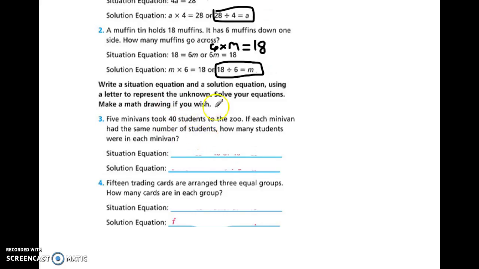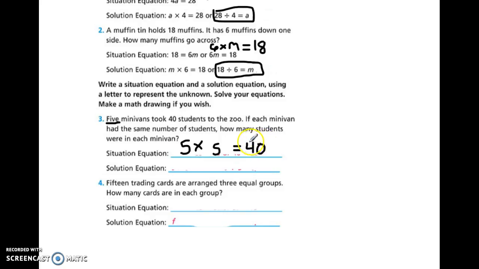Okay, so again, we know the total number of students. We know that's going to go on one side of the equation, right? One side of the equal sign. There's 40 students total. And how many minivans did they take? If we go back, it says they took 5 minivans to the zoo. And we don't know how many students are in each minivan, right? That's the unknown. So we're going to times this by, and you get to make up your variable or your unknown. So in this case, I'm going to put an S because it's students, S for students, right? So 5 times the number of students should equal 40 students total. All right, that's our situation equation.